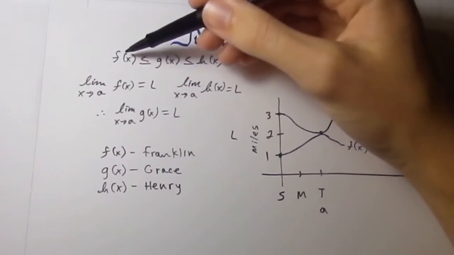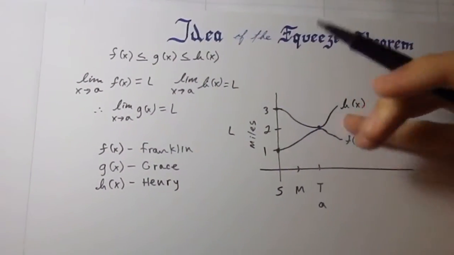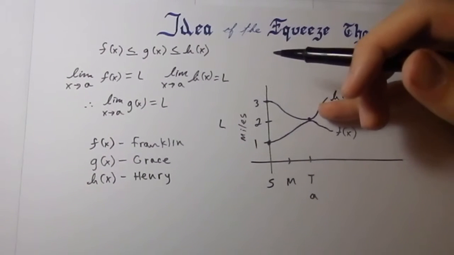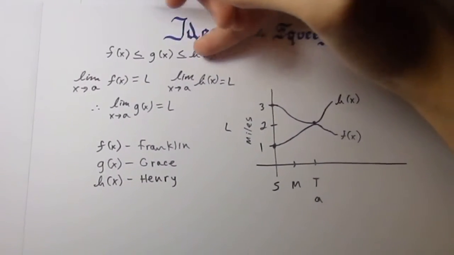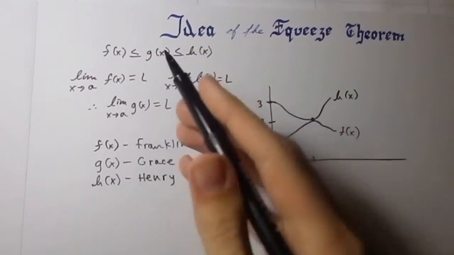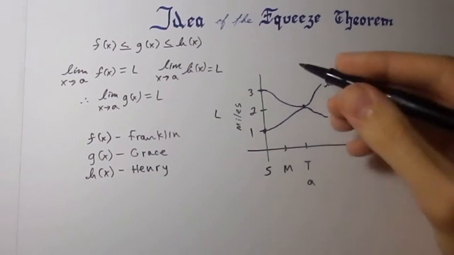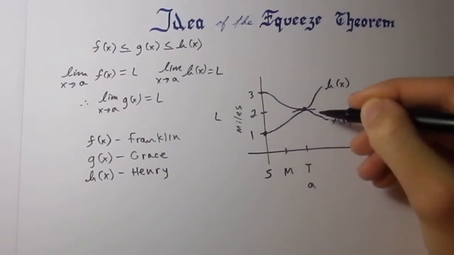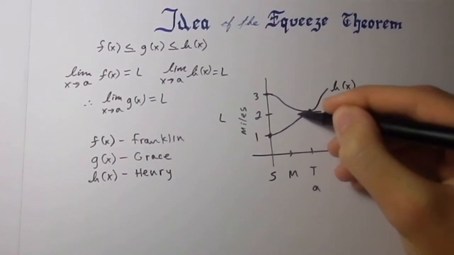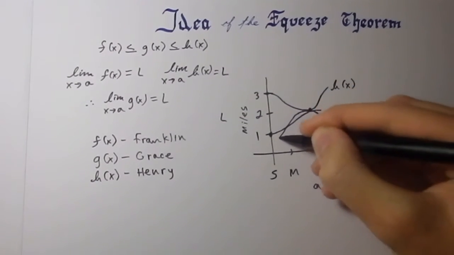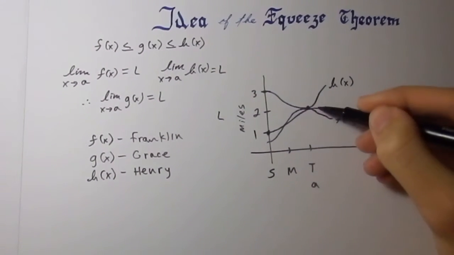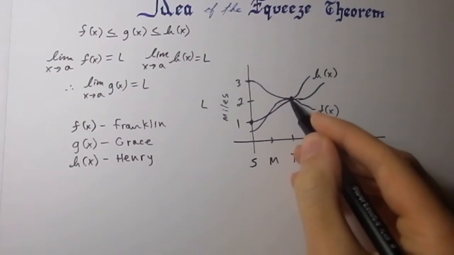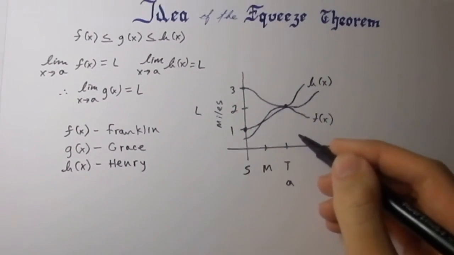So if f of x is less than or equal to g, and h of x is greater than or equal to g, then however fast or slow Grace is, she has to run 2 miles on Tuesday. She could have been a poor runner in the beginning and then maybe got better for the rest of the week, but whatever happens, she has to have run 2 miles on Tuesday, no exception.